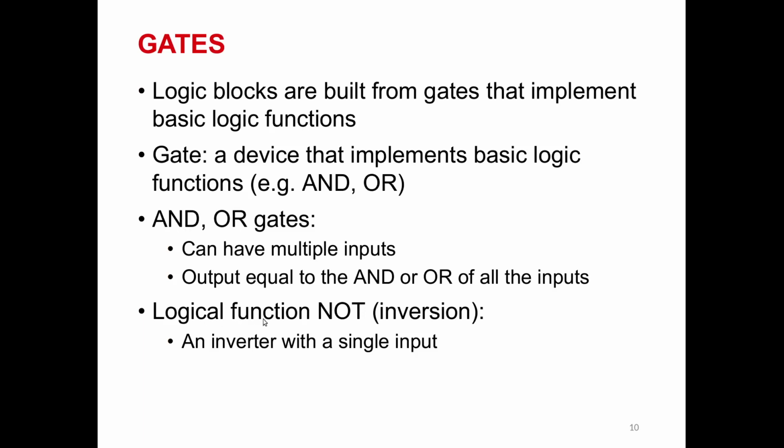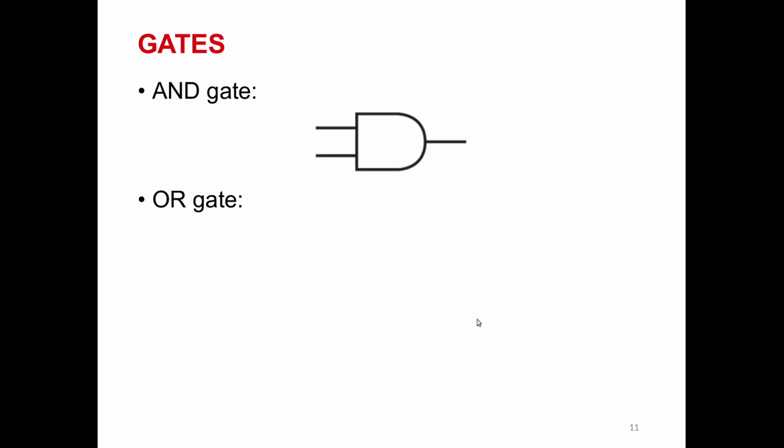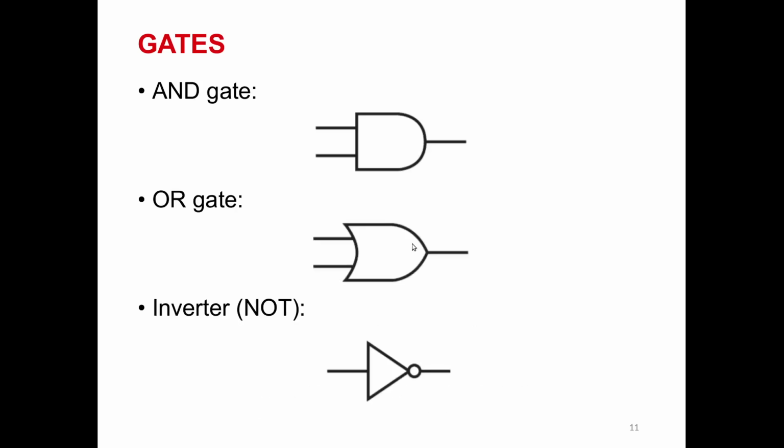For the NOT function or inversion, you will have only 1 input, and all of them will have only 1 output. Here is how you show the AND, OR, and inverse gates. Here is the image of AND, image of OR, and image of inverter or NOT logic gates.